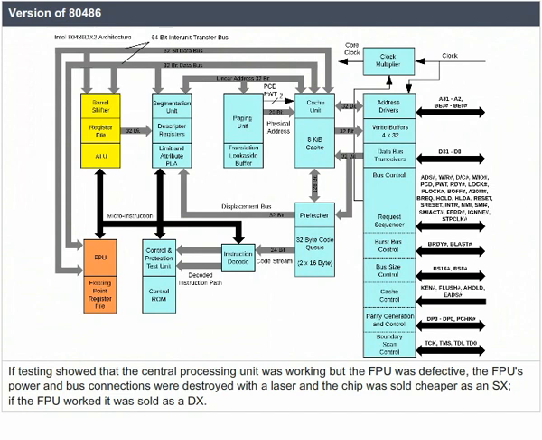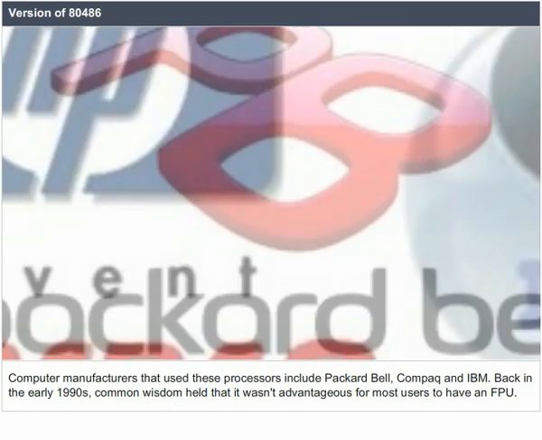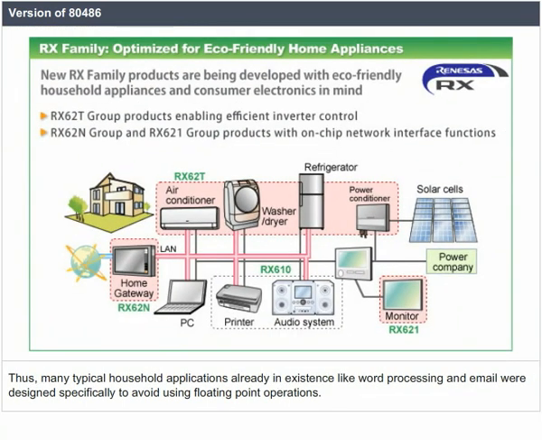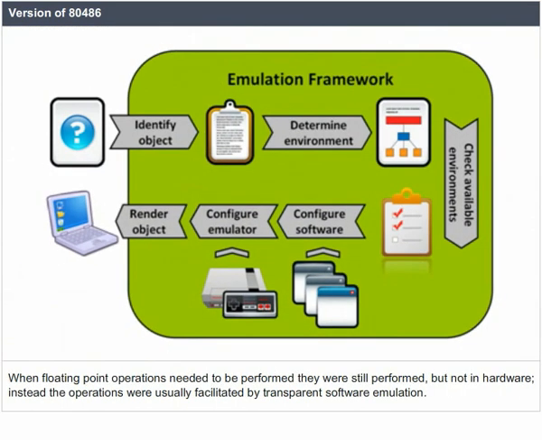Computer manufacturers that use these processors include Packard Bell, Compaq, and IBM. Back in the early 1990s, common wisdom held that it wasn't advantageous for most users to have an FPU. Thus, many typical household applications already in existence, like word processing and email, were designed specifically to avoid using floating point operations. When floating point operations needed to be performed, they were still performed, but not in hardware. Instead, the operations were usually facilitated by transparent software emulation.